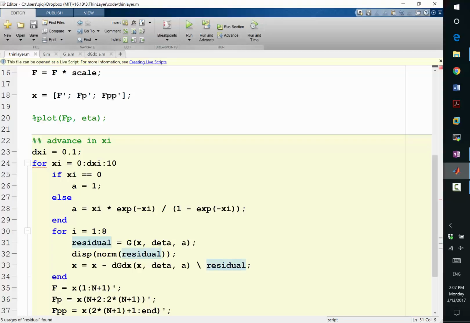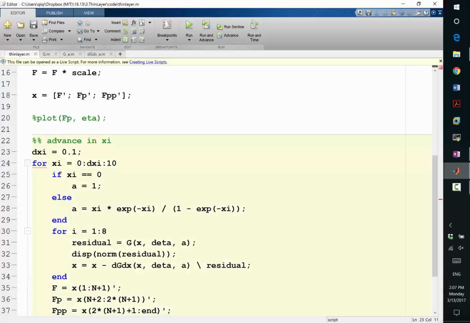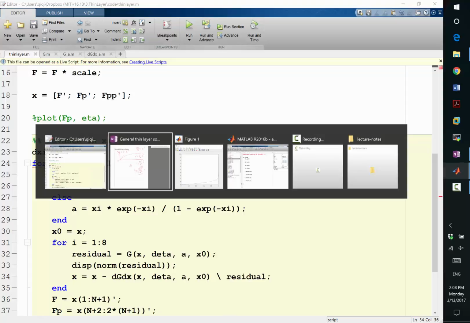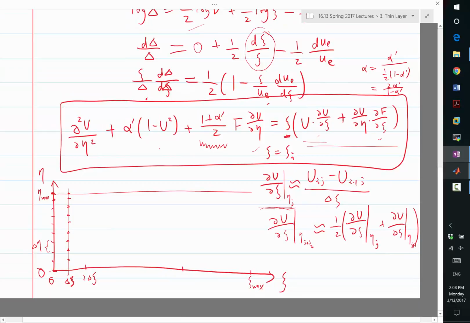So now, in addition to that, I have to set my x0 before the Newton's relation. I need to remember what my solution needs, so that I'm passing my original x0 into both the residual and the Jacobian. Make sense? Because that's what I need to evaluate these derivative terms in the equation.